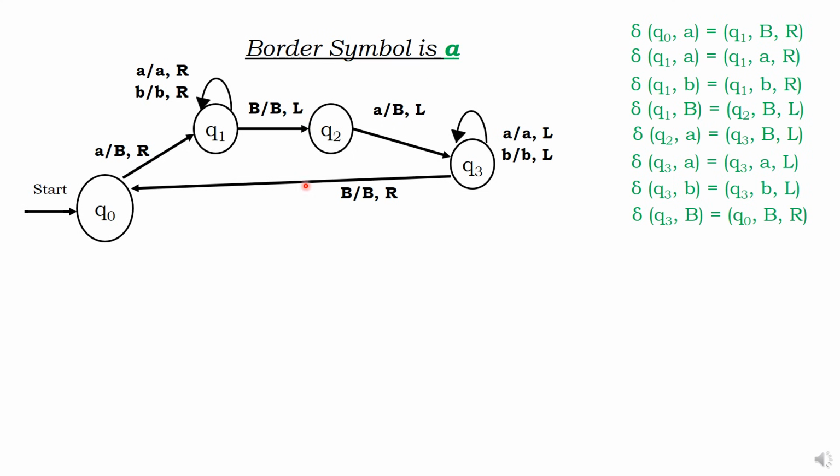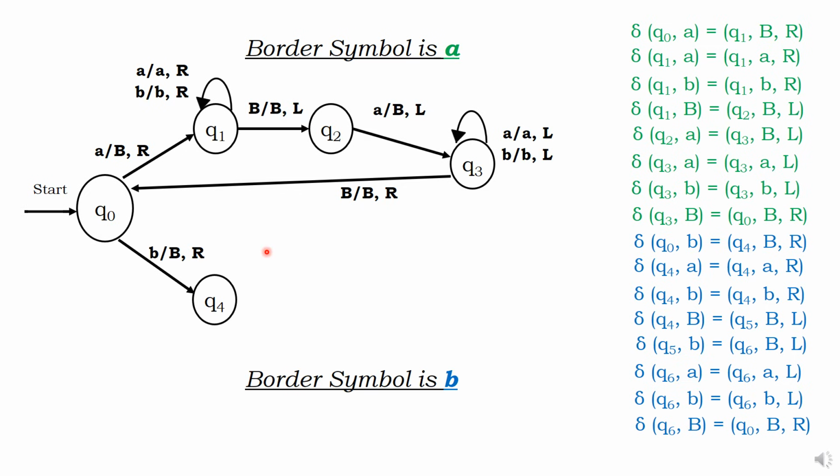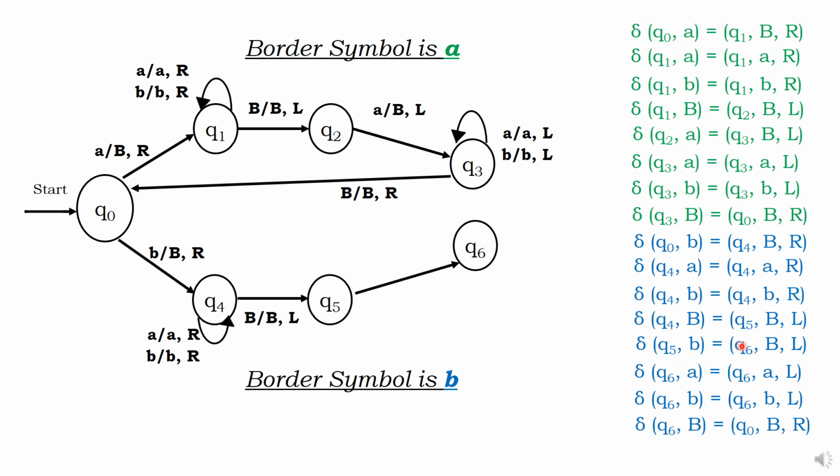The same story holds good for B also. I am doing it, again start. Q0 to Q4. Done. Q4 self loop. Two loops are there, yes, these two. Done. Then Q4 to Q5, accepted. Q4 to Q5, B/B, L. Done. Q5 to Q6, accepted. Again small b becomes capital B.